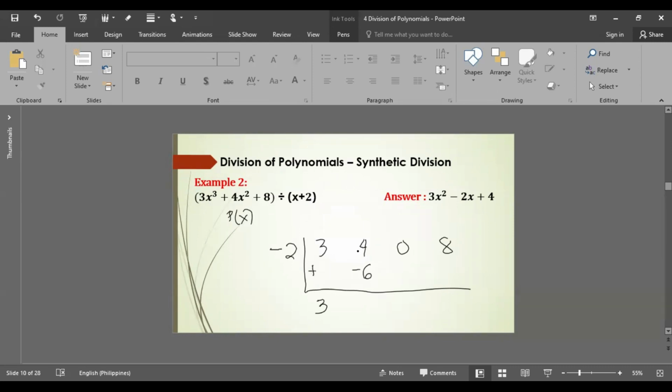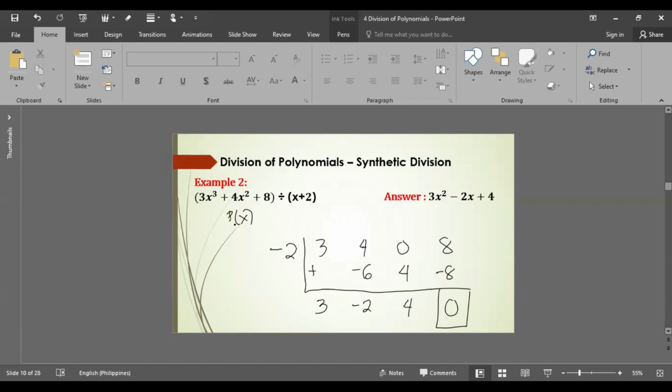Then what operation do we have to perform here? It's addition. So 4 plus negative 6 is negative 2. Then multiply it by the value of c, positive 4. Perform again addition, it's 4. Then multiply it by negative 2, it's negative 8. Perform addition, 0. Ano yung last value dito? 0.